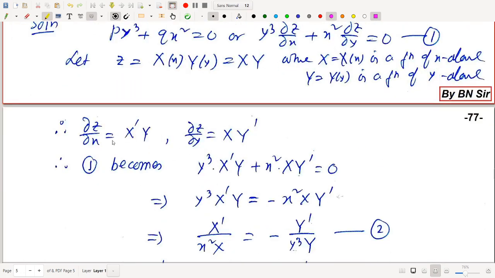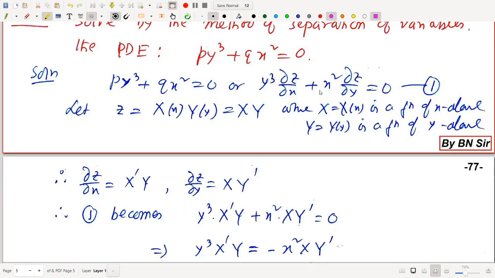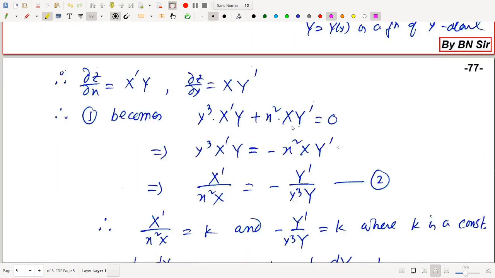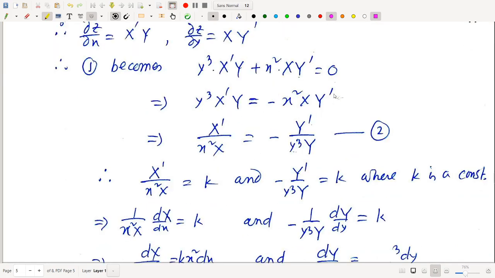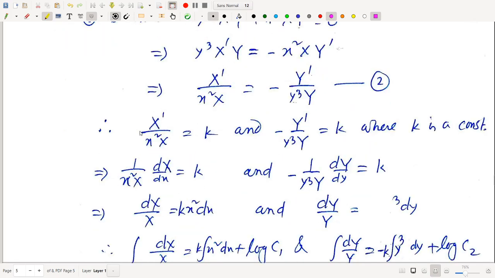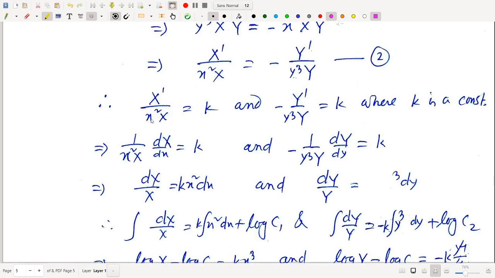Therefore as before, del z by del x is X dash Y and del z by del y is X Y dash. Therefore putting these values in number 1, we get y cube X dash Y plus x square X Y dash equal to 0. So side change, then separate the variables: X dash by x square X equals minus Y dash by y cube Y. Therefore as before, both sides of number 2 must be equal to a single constant. So X dash by x square X equals k, minus Y dash by y cube Y equals k. k is a constant.